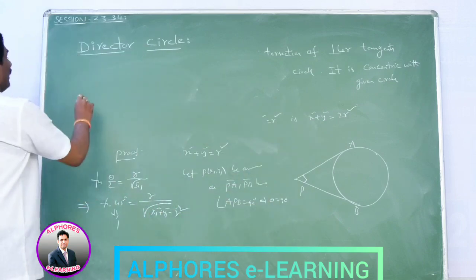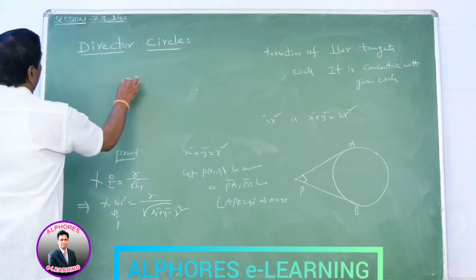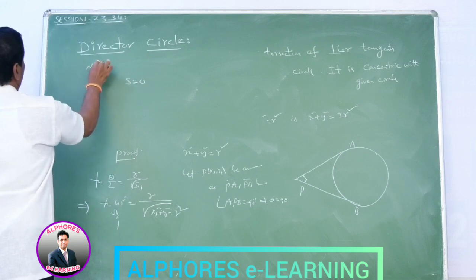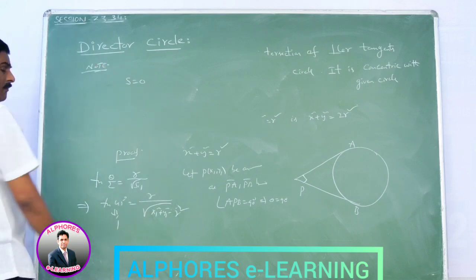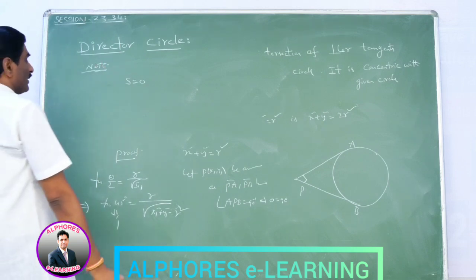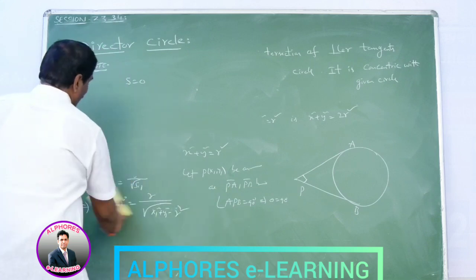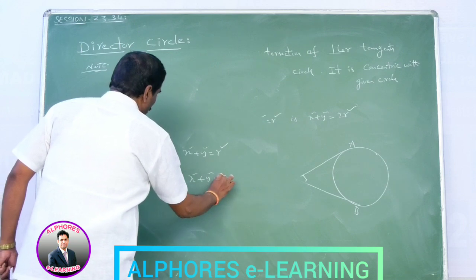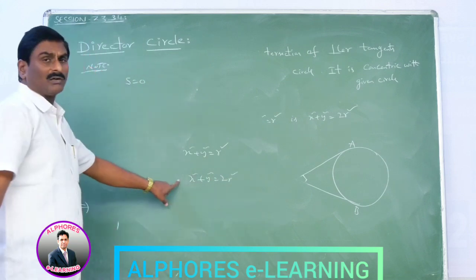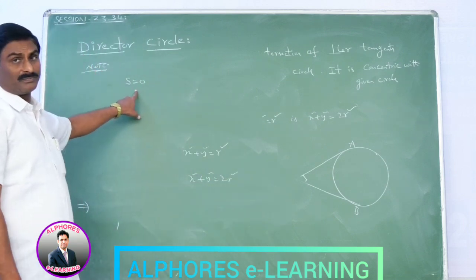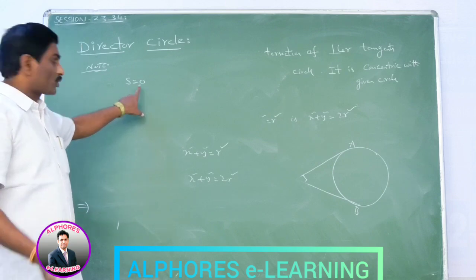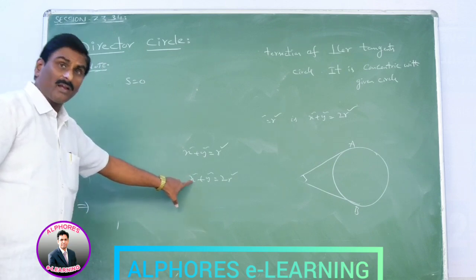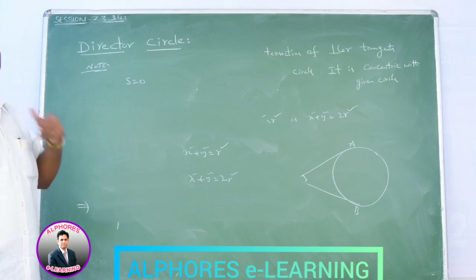In the same way, what is the equation of the director circle to the circle S equal to 0? Please note this point. In the previous case, the equation of the director circle to the circle x square plus y square is equal to r square. In that case, the center is 0, 0. But in this case, the center is not 0, 0. That means it is minus g, minus f. So x can be replaced by x plus g, and y can be replaced by y plus f.